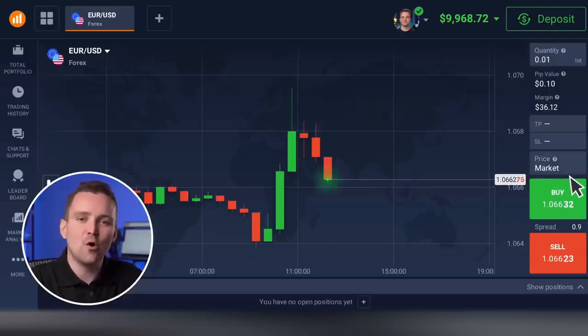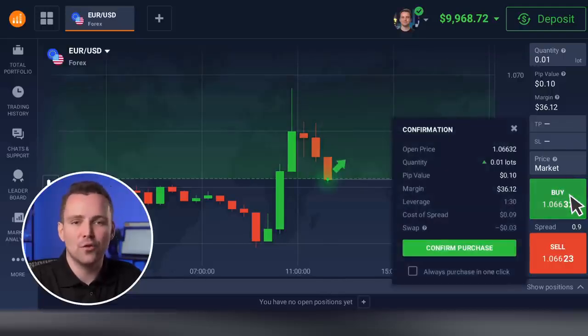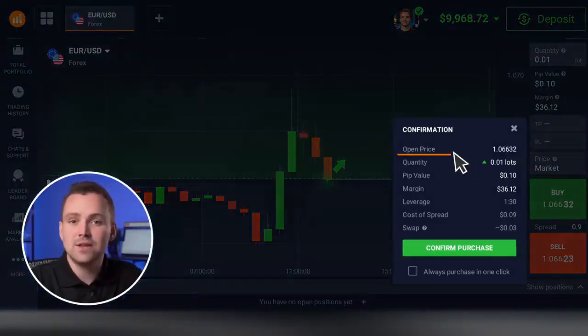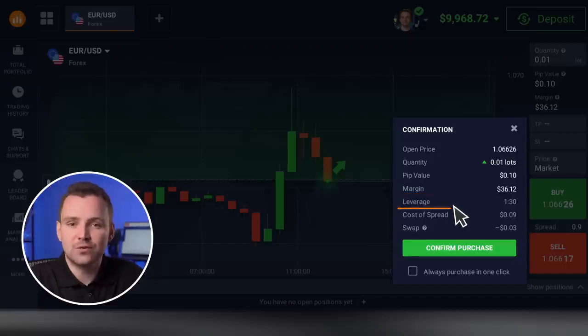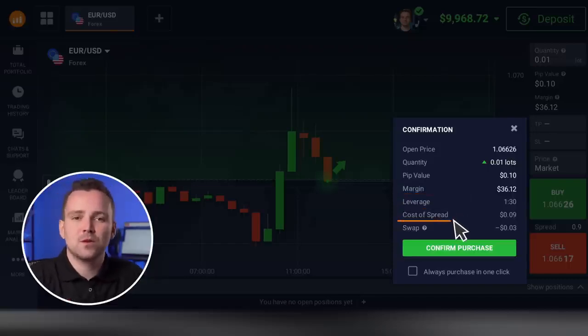Alright, before opening a position, you can check the details of your trade by mousing over the buy or sell buttons. There you will see the open price, the price at which the position will be opened, the quantity of the CFD asset you have chosen to trade with, expressed in lots when trading forex pairs, the pip value, the margin, the leverage applied to your position, the cost of spread, which is calculated by multiplying the pip value by the spread.